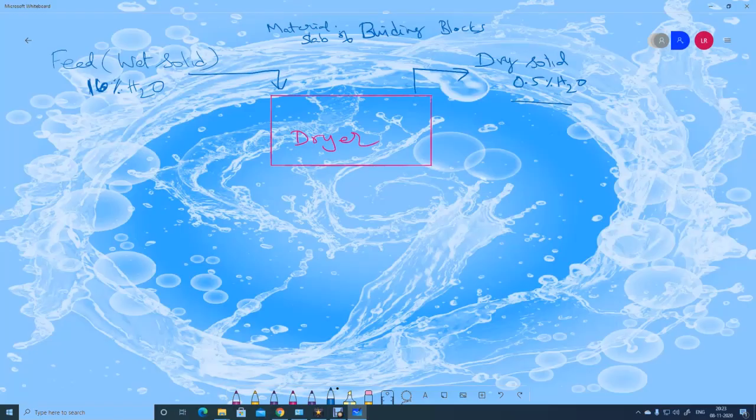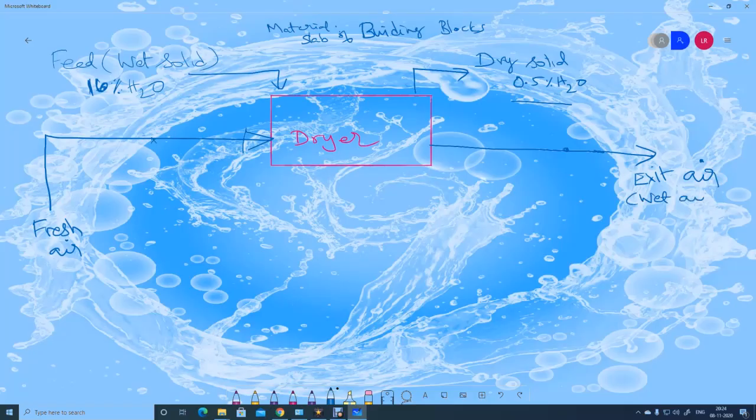So the moisture leaves out as some vapor, right? Water is to be removed, moisture is removed. What happens to the moisture? That's what we are going to do here. So we have fresh air entering the system. Then we have exit air, that is wet air, right? In the previous problem we wrote it as wet air. So here fresh air is coming.